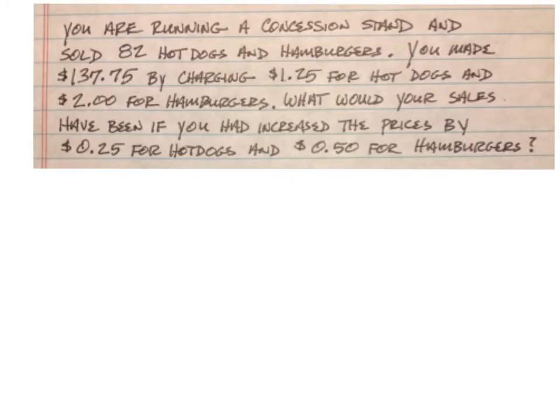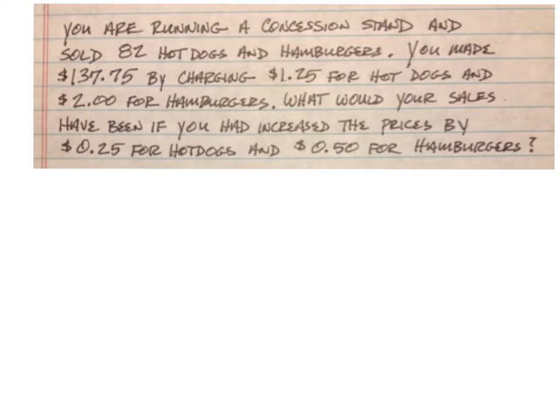You are running a concession stand and sold 82 hot dogs and hamburgers combined. You made $137.75 by charging $1.25 for hot dogs and $2 for hamburgers. What would your sales have been if you had increased the prices by 0.25, which is 25 cents for hot dogs and 50 cents for hamburgers?